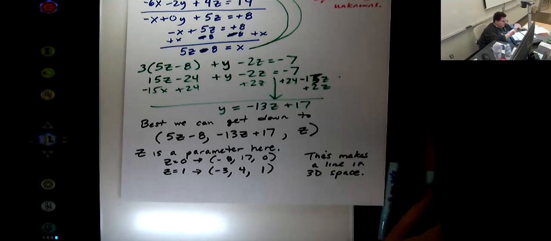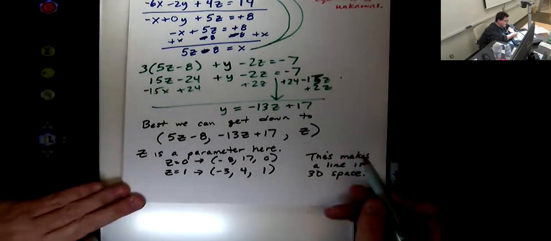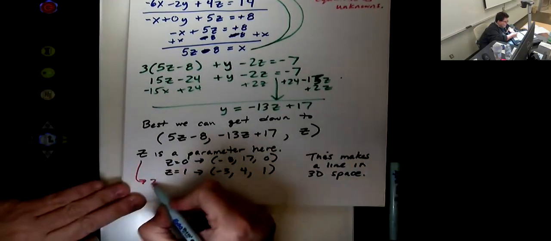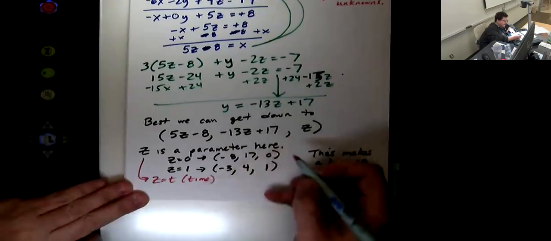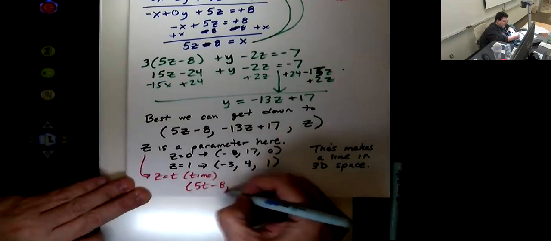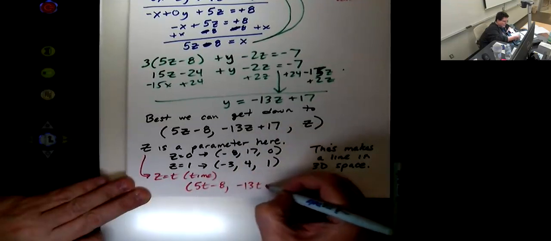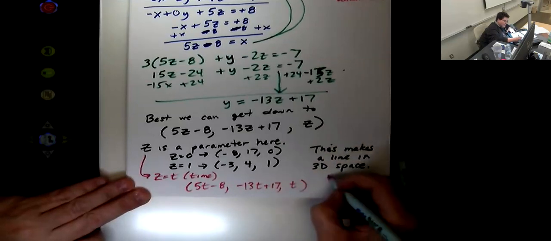Oftentimes, especially when you're looking at other fields, they'll say z equals t for time. And then they'll call this 5t minus 8, -13t plus 17, and then t. And now t is the parameter.